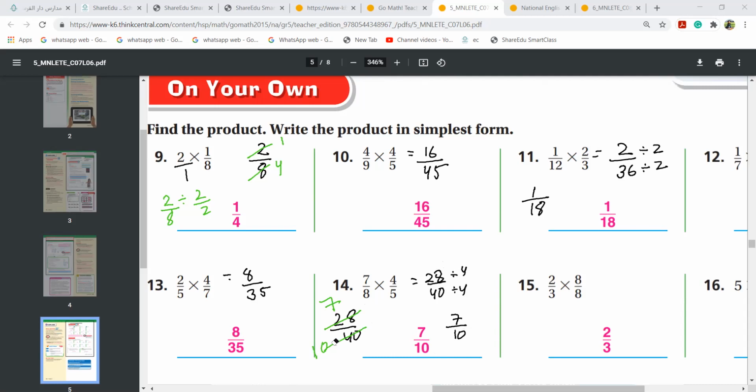Again, I show you. You speak to yourself. Write down your 28 over 40, okay? And first question yourself: which timetable do they come together in? 28 comes in 4 times 7 and 4 times 10. Yes, they both come together in 4. So I just ask myself, 4 times what is 28? 7. 4 times what is 40? 10. My answer is 7 over 10.